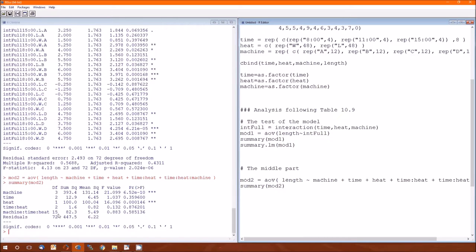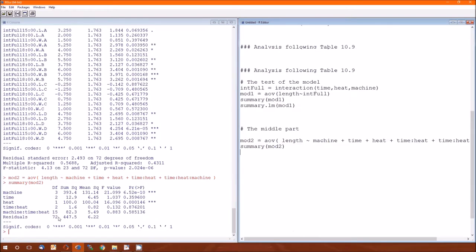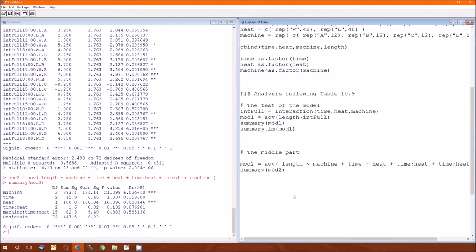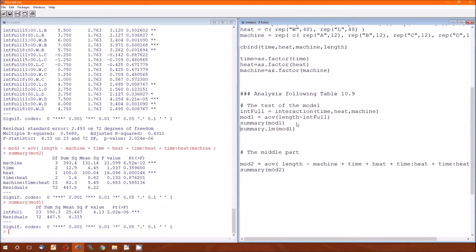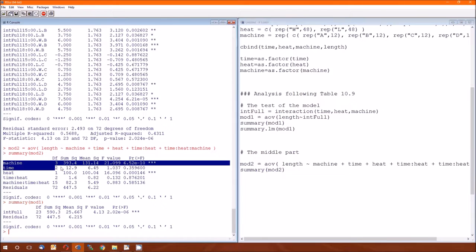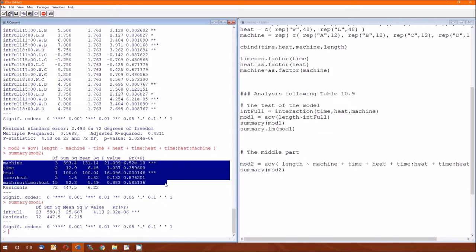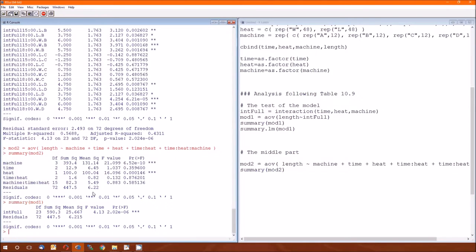Just look down the middle part of the table. 3, 2, 1, 2, 15. And then those add up to 72. Notice this 72 is exactly the same as this 72 because the residuals are the same in both cases. This int full contains all the information that's here, and the residuals is all that's left.